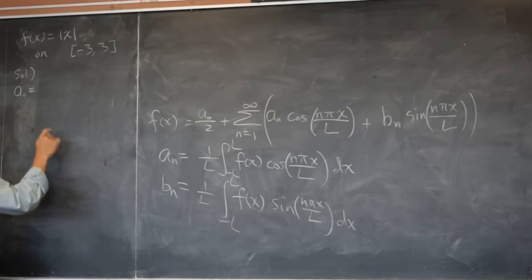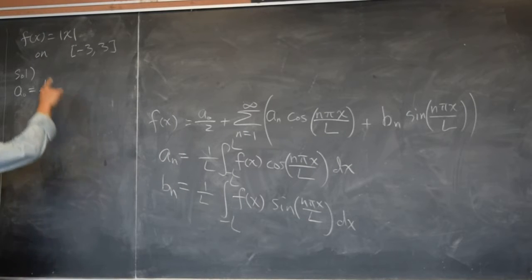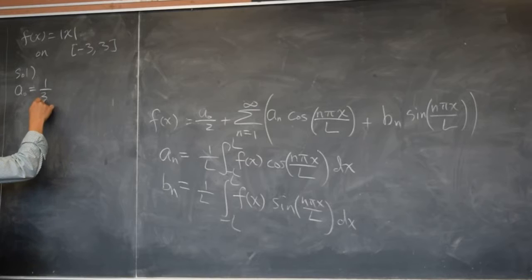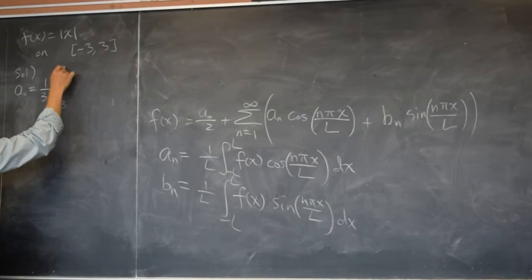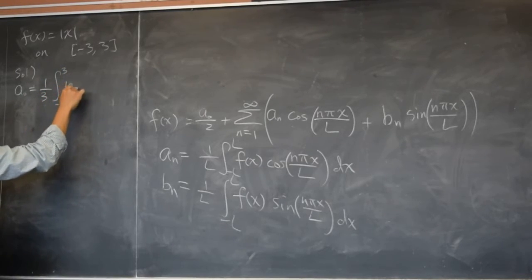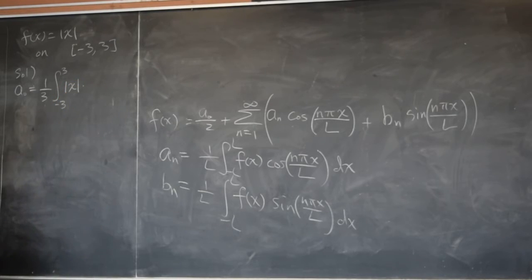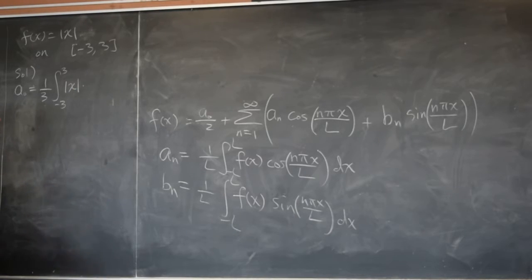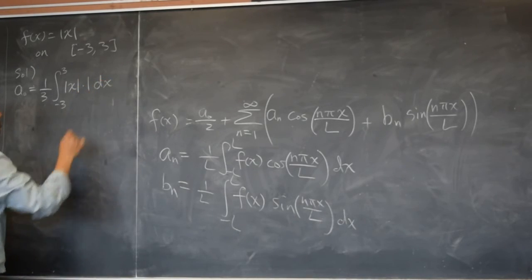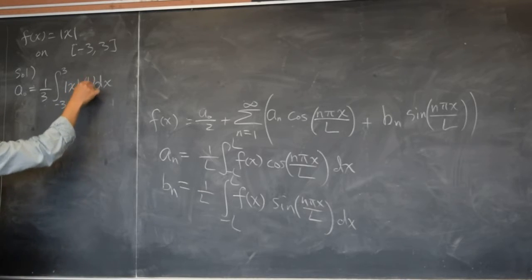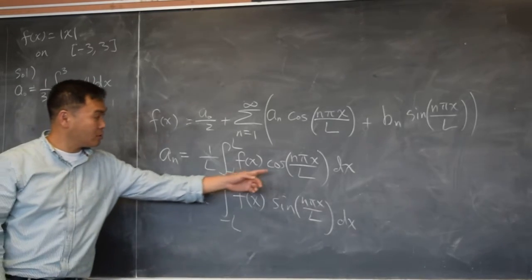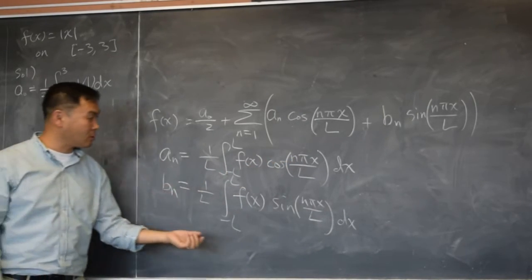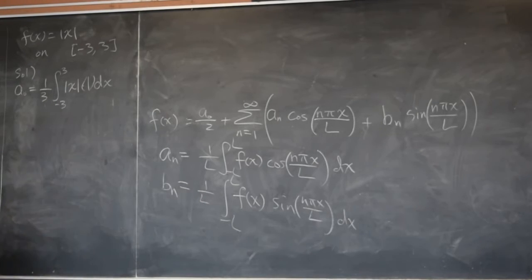A0 according to this formula is 1 over, what's our L in this question? 3, right? So it's 1 over 3 from -3 to 3 of absolute value of x times cosine 0 times x, dx. Cosine 0 is 1. We're doing a of 0, so n is set to 0.